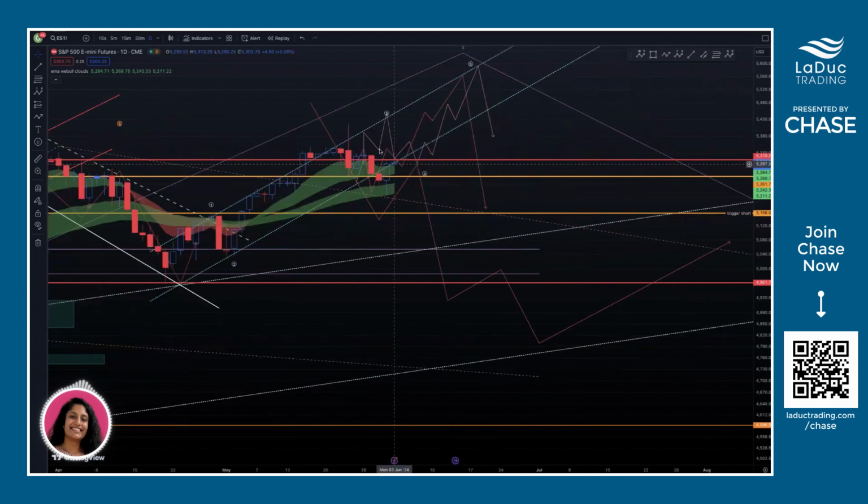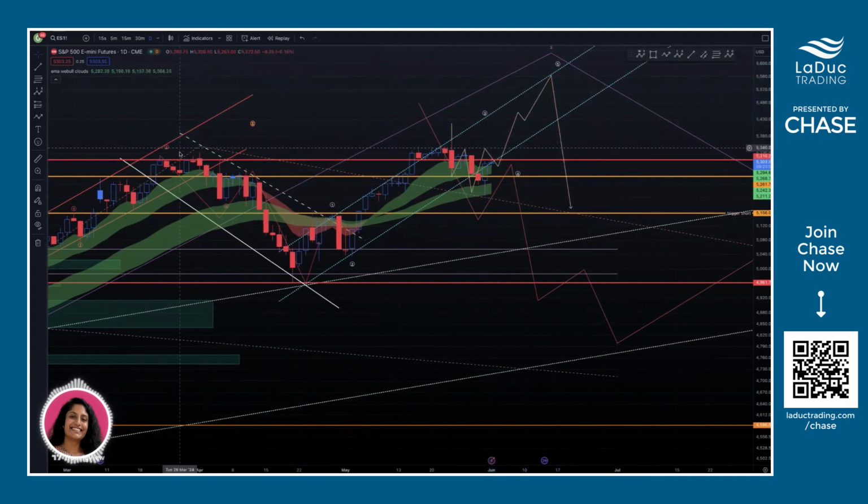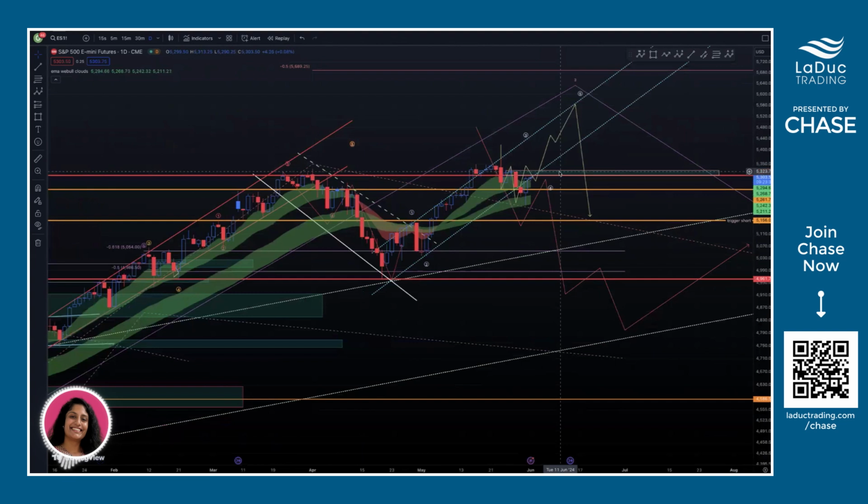But yeah, we can ideally eliminate this path given that we had weakness. So now it's a process of elimination. We're left with two paths, and you can see this was previously where we rejected and came down, and that's where we are at the moment. So we are at a critical juncture in the market, and the Indian election results are going to come out tomorrow.